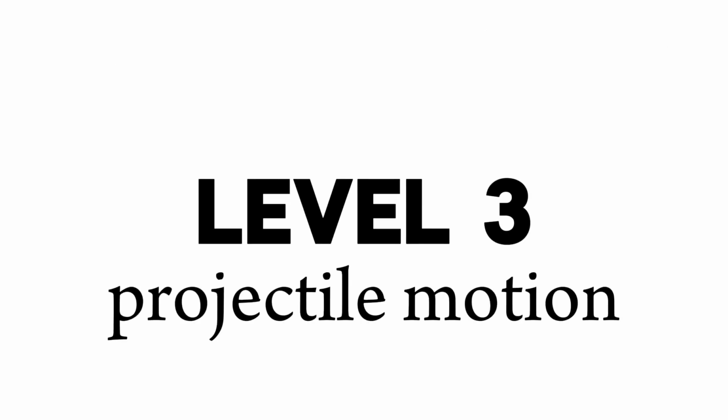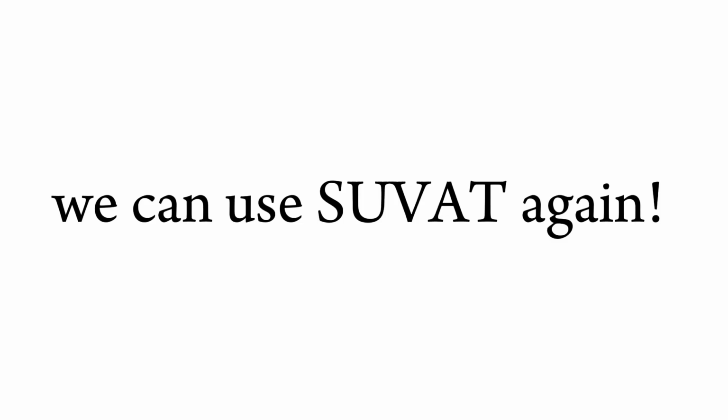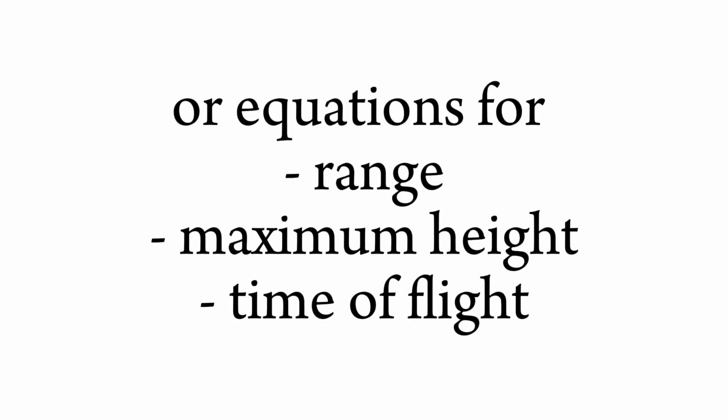In the third level, we move into two directions and study projectile motion. We now find out that two-dimensional movements are independent in each direction, and we can use SUVAT or some new equations to be able to find out things like range, maximum height, and flight time of the projectile.